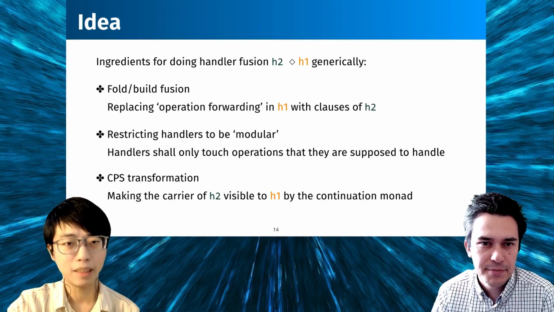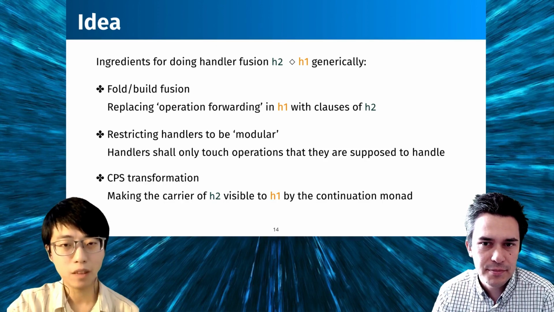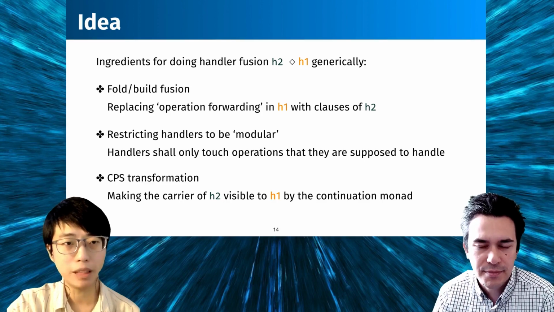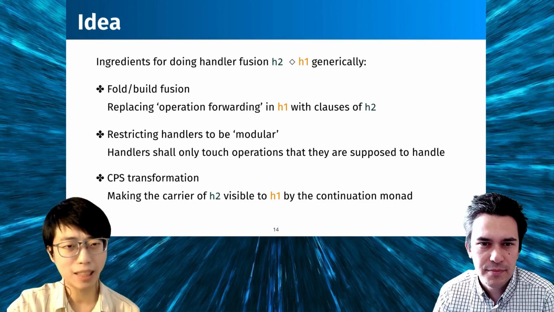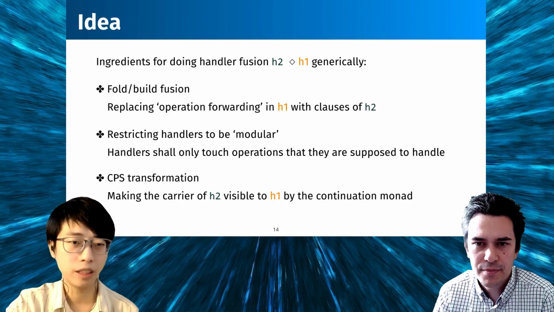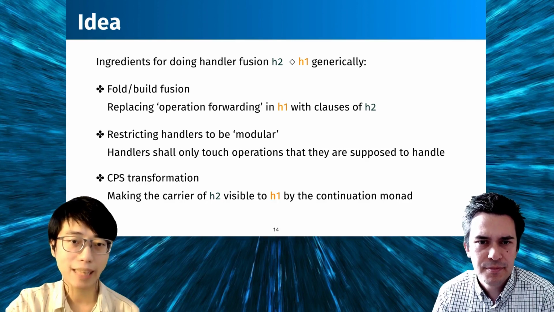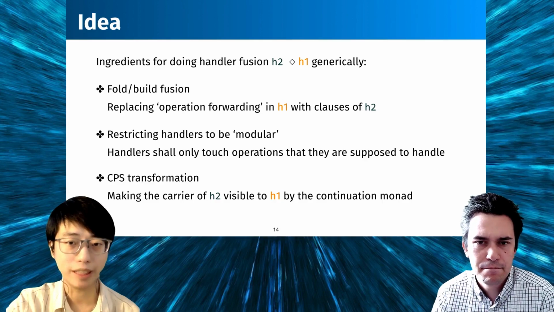I see. But there's one more serious problem. When H1 sees an operation meant to be handled by H2, I don't see how you can use the clauses of H2 to handle this operation, simply because the carrier of H2 is not computed yet, right?